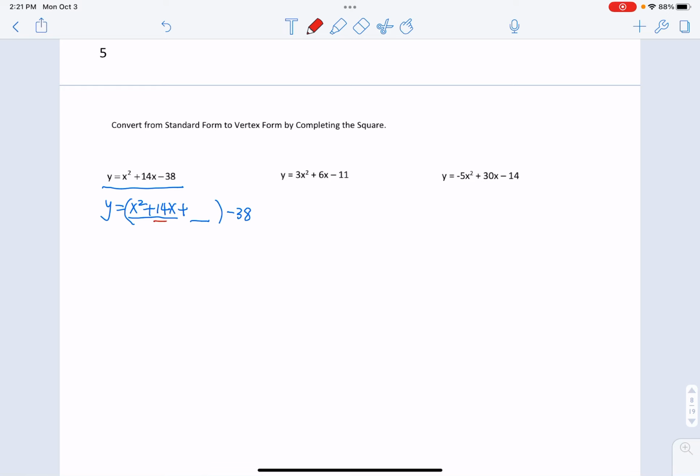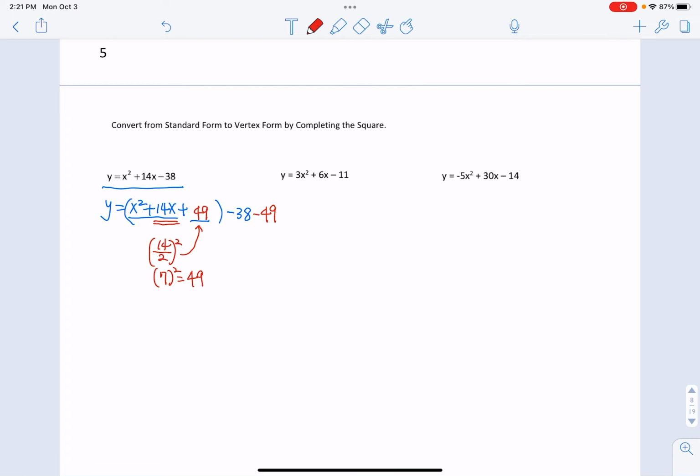Then you have to think about the x term here, which is positive 14. Positive 14 divided by 2, half of that, squared will go here, which is 7 squared, which means 49. There will be 49 here. Then since you add 49, you have to subtract 49 to keep it even, exactly the same thing as the previous one.